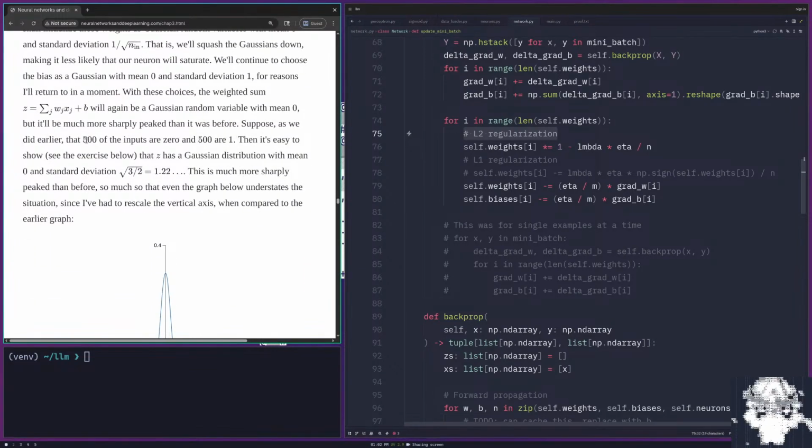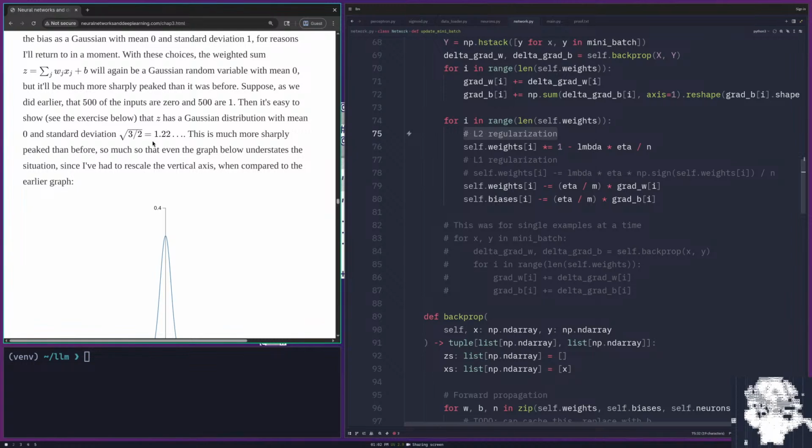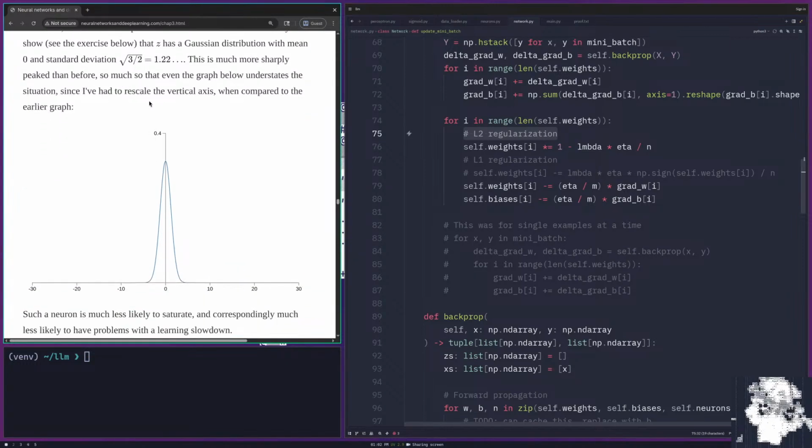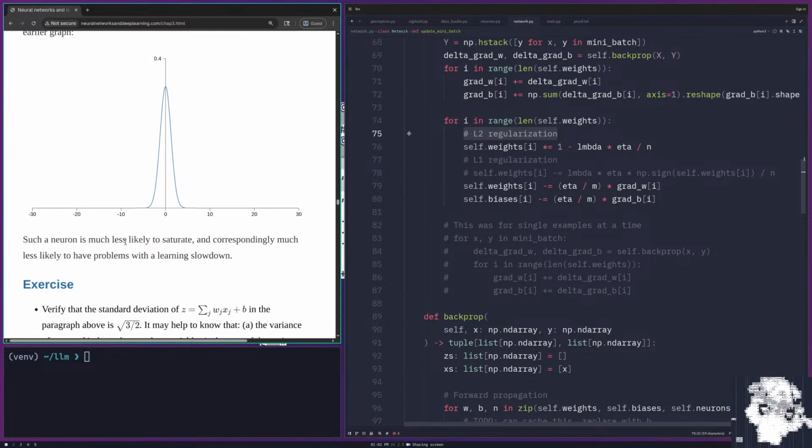Suppose, as we did earlier, that 500 of the inputs are 0 and 500 are 1. Then it's easy to show, see the exercise below, that z has a Gaussian distribution with mean 0 and standard deviation square root of 3/2 equals 1.22. This is much more sharply peaked than before, so much so that even the graph below understates the situation. I've had to rescale the vertical axis when compared to the earlier graph. Such a neuron is much less likely to saturate and correspondingly much less likely to have problems with the learning slowdown.